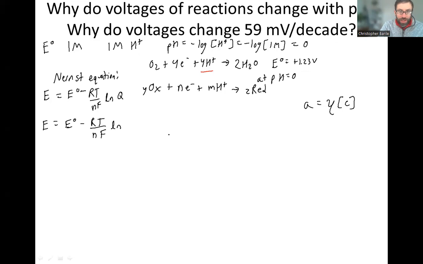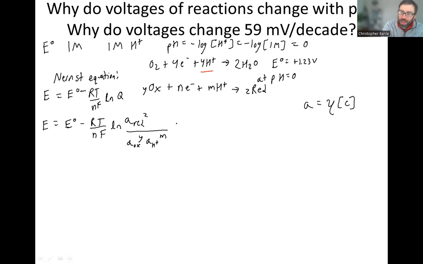We can write here the activity, therefore, of what? Of the products over the reactants, so reduced species. So it's products over reactants. So activity of reduced to the power of Z, the power of their stoichiometric coefficients, and the activity of the oxidized to the power of Y. Electrons, that part's already in there for the N, and then we have the activity of protons to the power of M for how many protons are transferred.